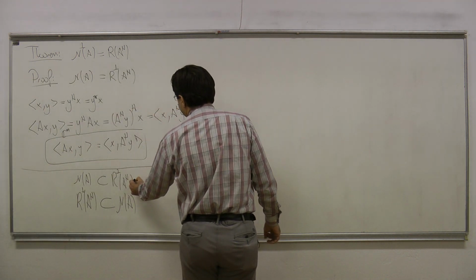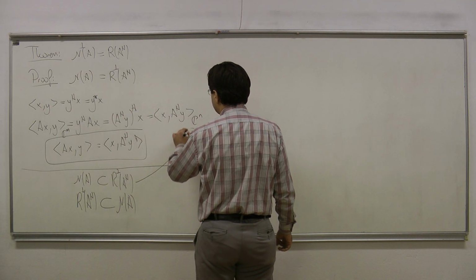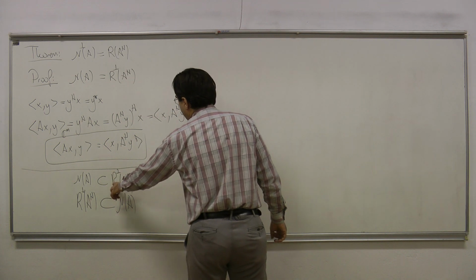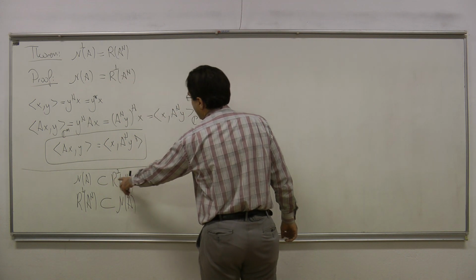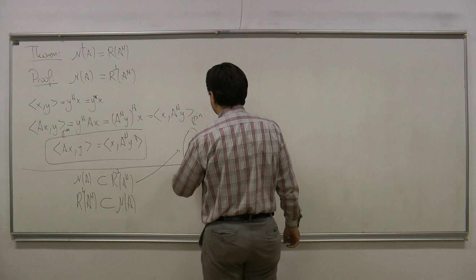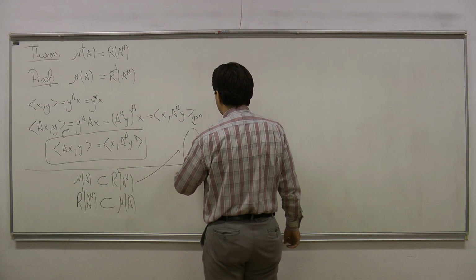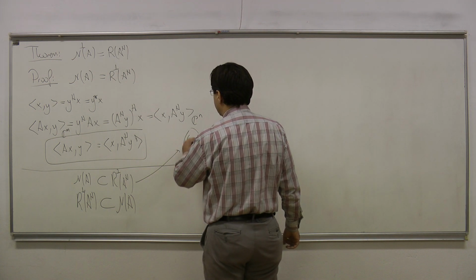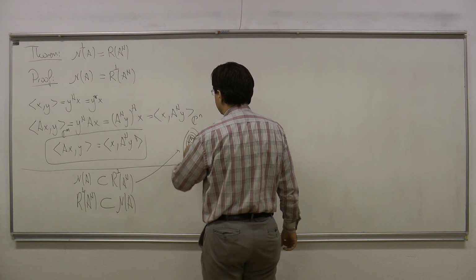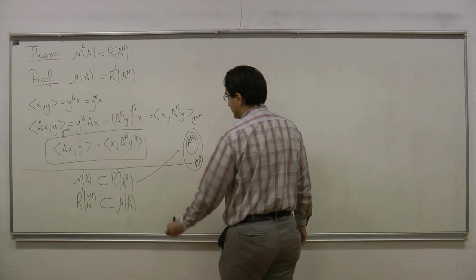So here, the first subset relationship tells us something like this. In this case, range space of A Hermitian orthogonal complement is the larger subspace, and null space of A is the smaller subspace. That is coming from the first statement.